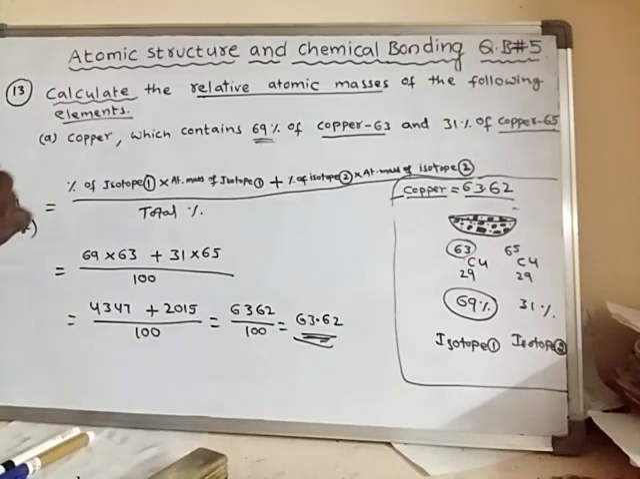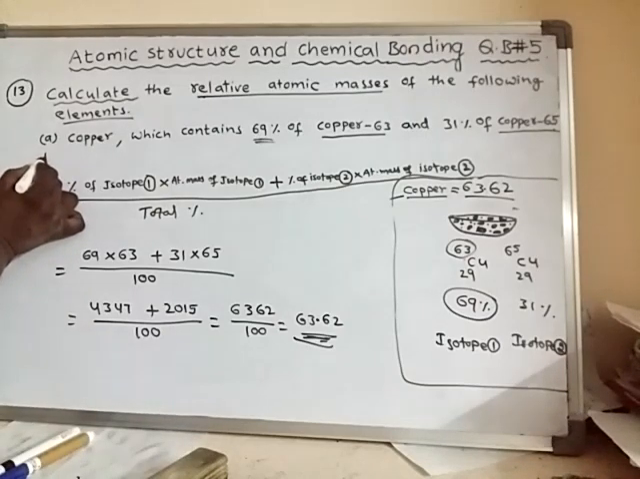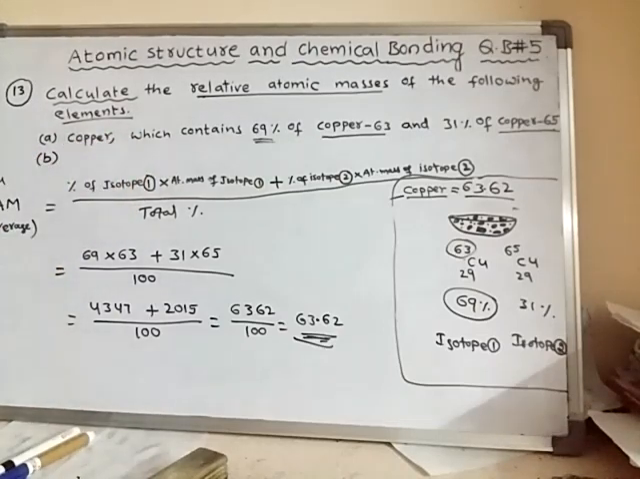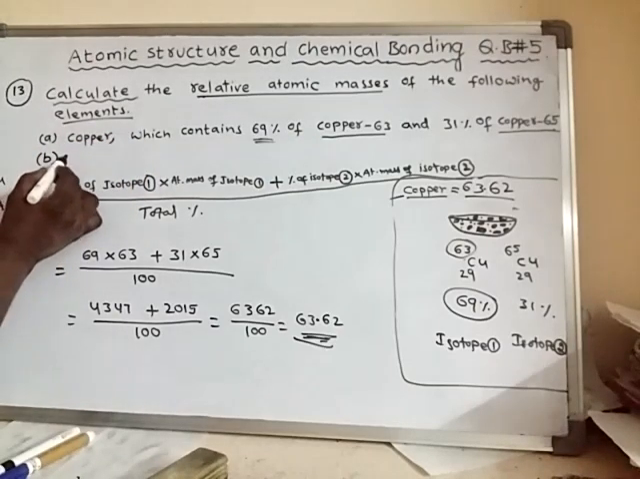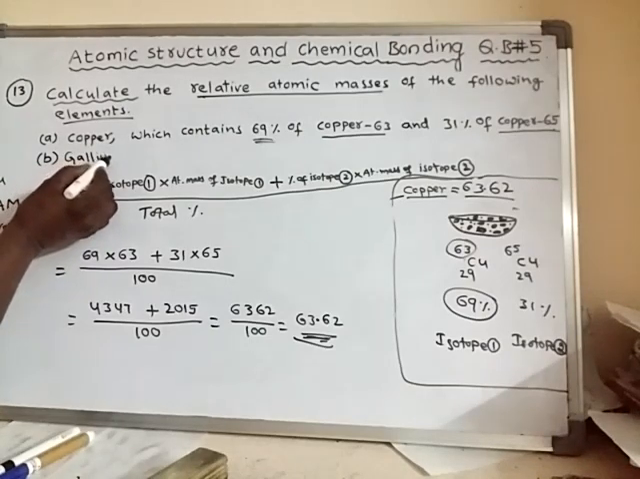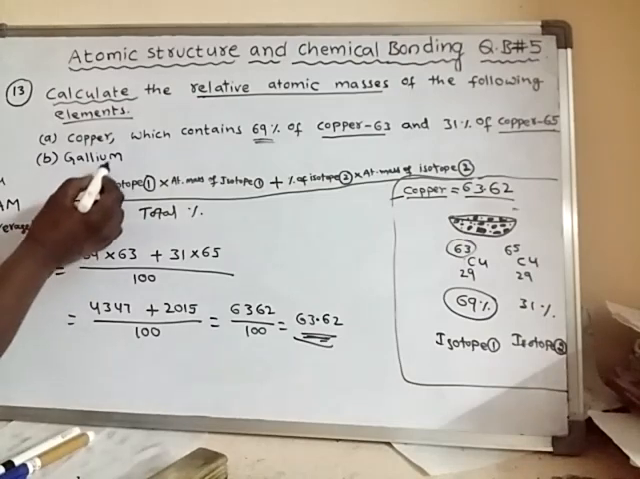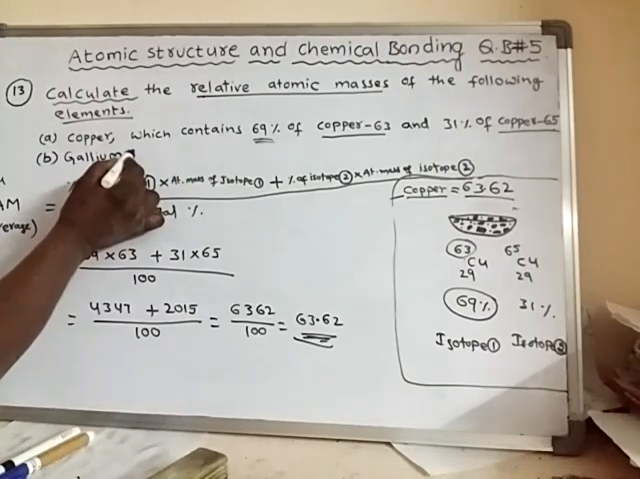Next, one more sub question is given. We'll see sub question B. What is sub question B? It tells about another element, gallium. What is the atomic number of gallium? 31. After zinc, gallium will come.